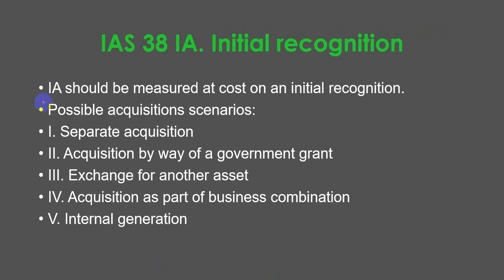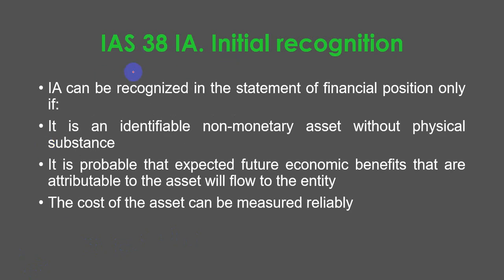Initial recognition. Intangible assets should be measured at cost on initial recognition. Possible acquisition scenarios of intangible assets are separate acquisition, acquisition by way of government grant, exchange for another asset, acquisition as part of business combination, and internal generation. Intangible assets can be recognized in the statement of financial position only if it is an identifiable non-monetary asset without physical substance, it is probable that expected future economic benefits attributable to the asset will flow to the entity, and the cost of the asset can be measured reliably.